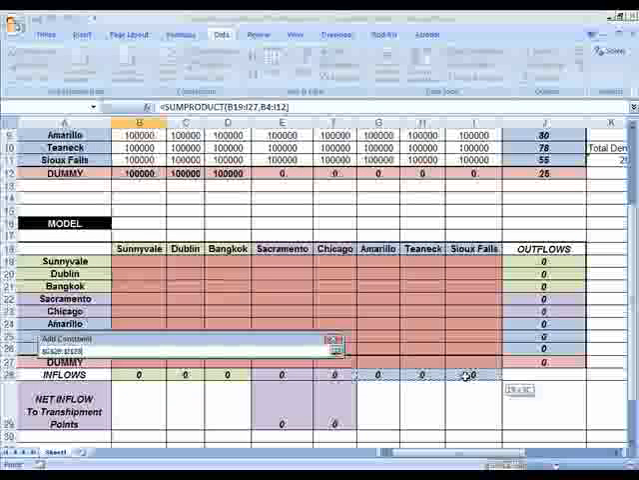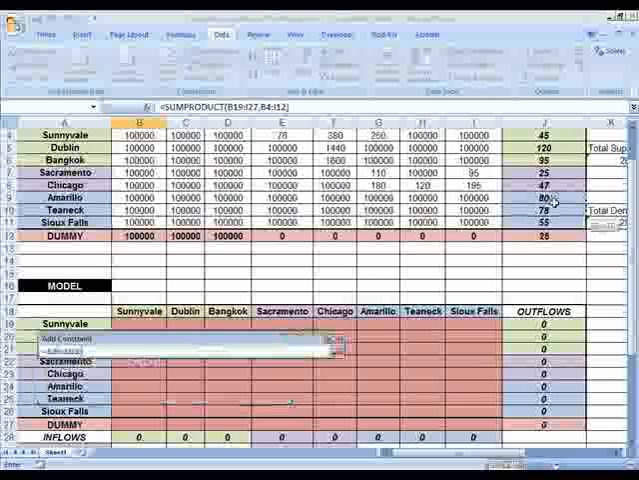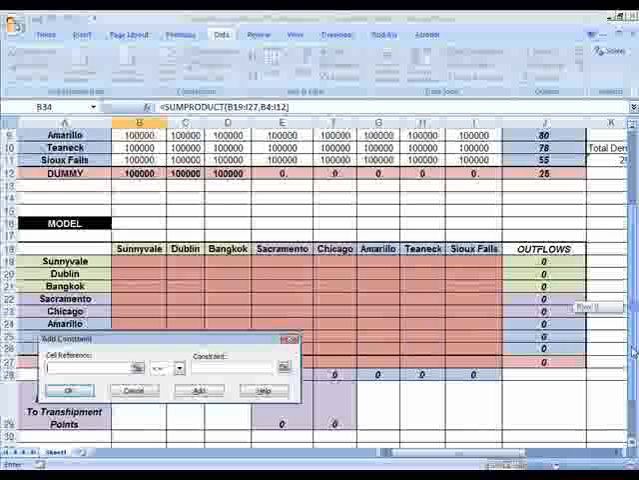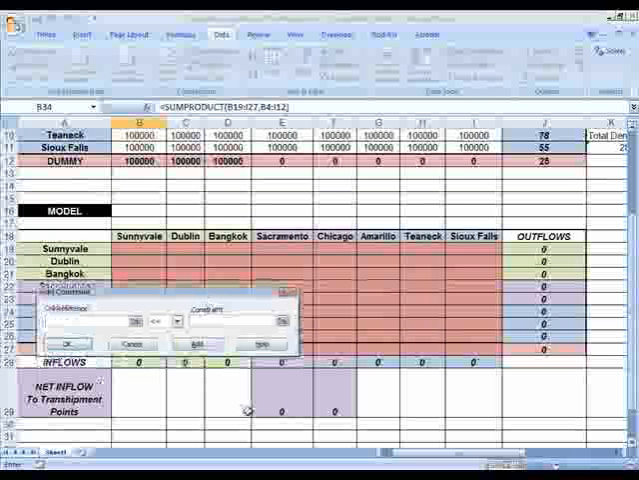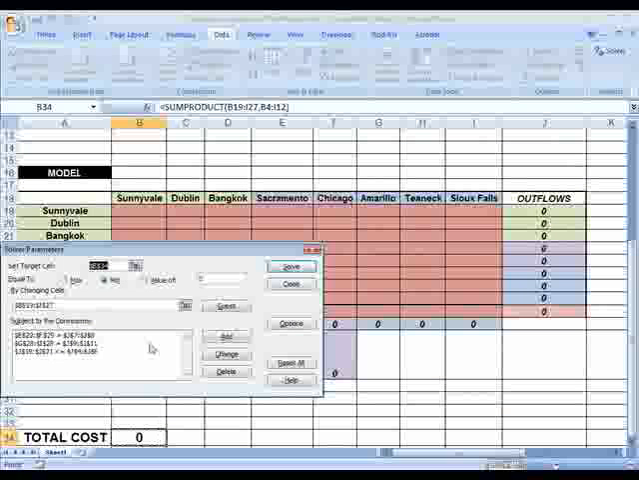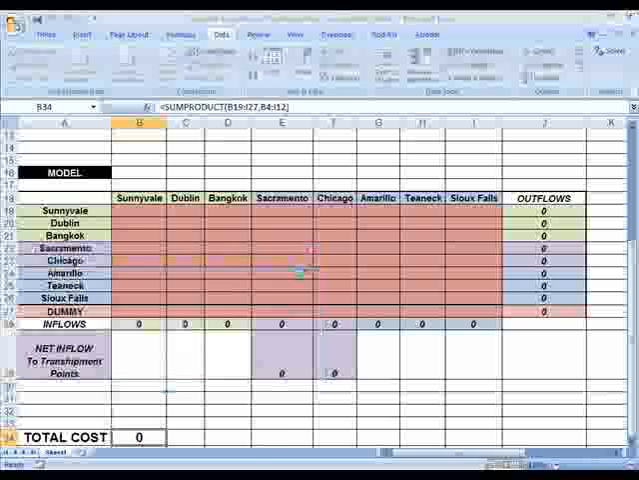demand inflows need to be equal to the demand requirements at my demand points. We've added that. And lastly, my net inflow into the transshipment points needs to be equal to the demand requirements of those transshipment points. So those are your three sets of constraints. In your options, just assume linear, assume non-negative, should be checked. And let's solve this.